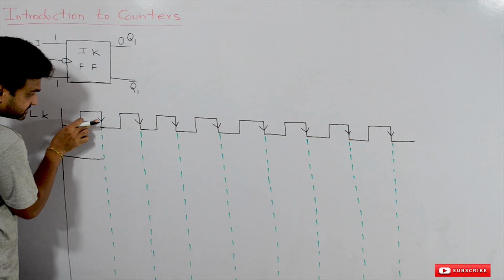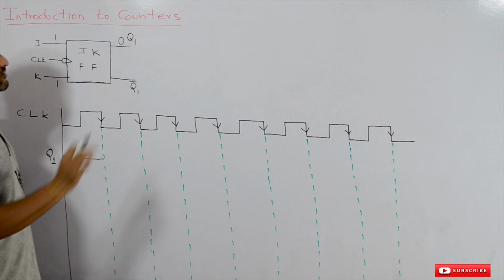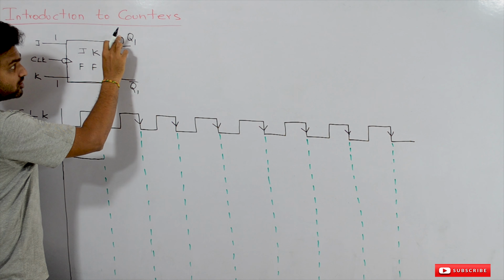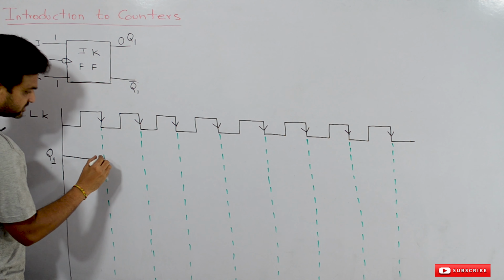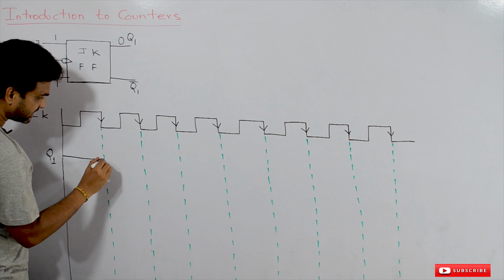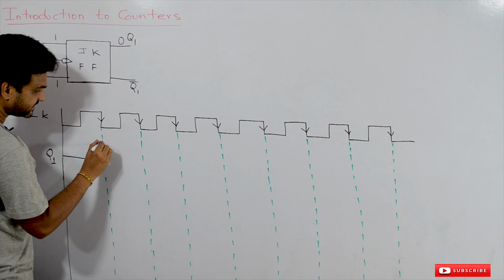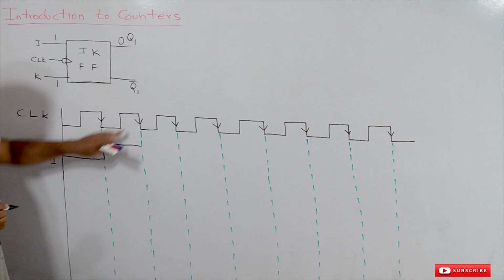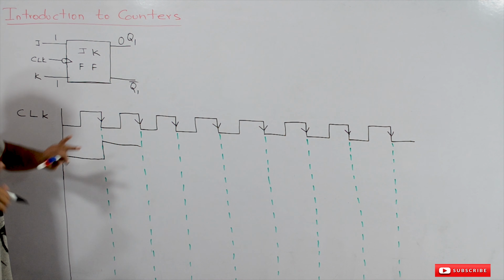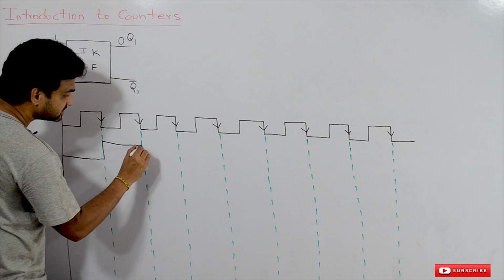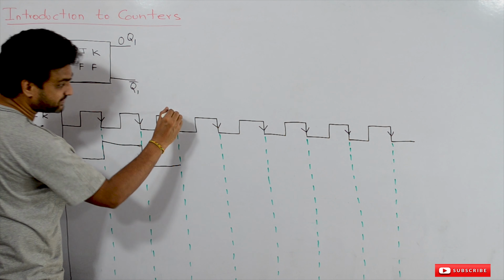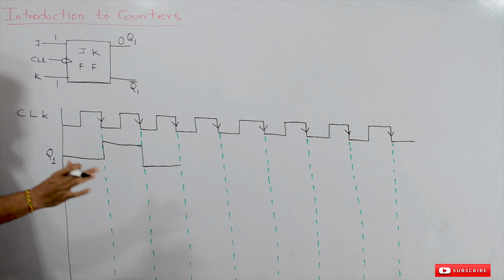Whenever a negative edge clock gets triggered, what happens at the output? The complement of the previous output will be generated. At this point of time the complement is generated, and this continues until the next negative edge gets triggered. Now this will get complemented to 0 again. This will continue for a clock period. This is what we call a clock period.